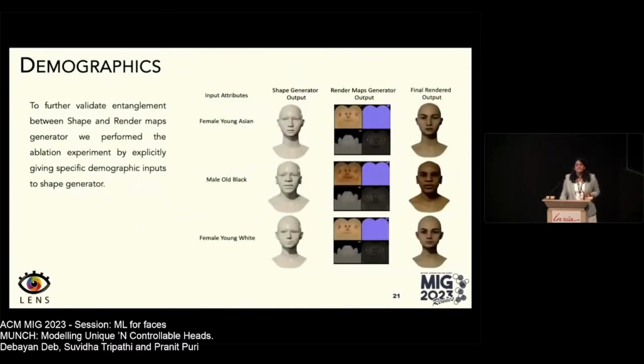Now, since our render maps were solely conditioned on shape maps, to further validate our claim that there is an entanglement between shape and render maps, we performed an ablation experiment by explicitly giving the demographic inputs. If we give these demographic inputs, the shape generator gets the specific output along with the render maps generator.